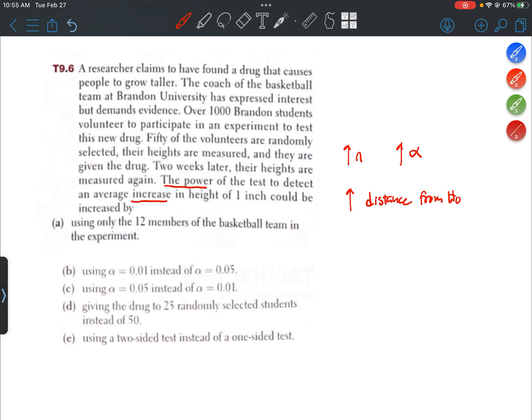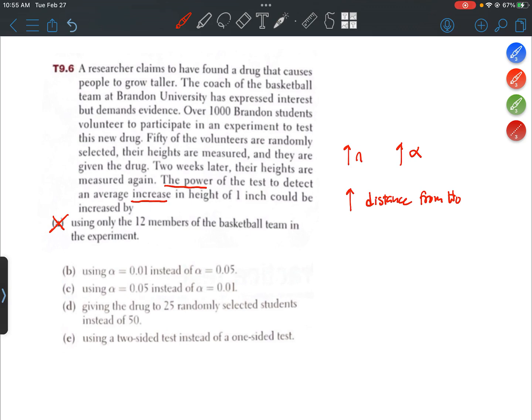All right, so choice A says using only 12 members of the basketball team in the experiment. So they're saying going from a sample size of 50 to a sample size of 12. No, that's decreasing the sample size, and that will decrease the power.